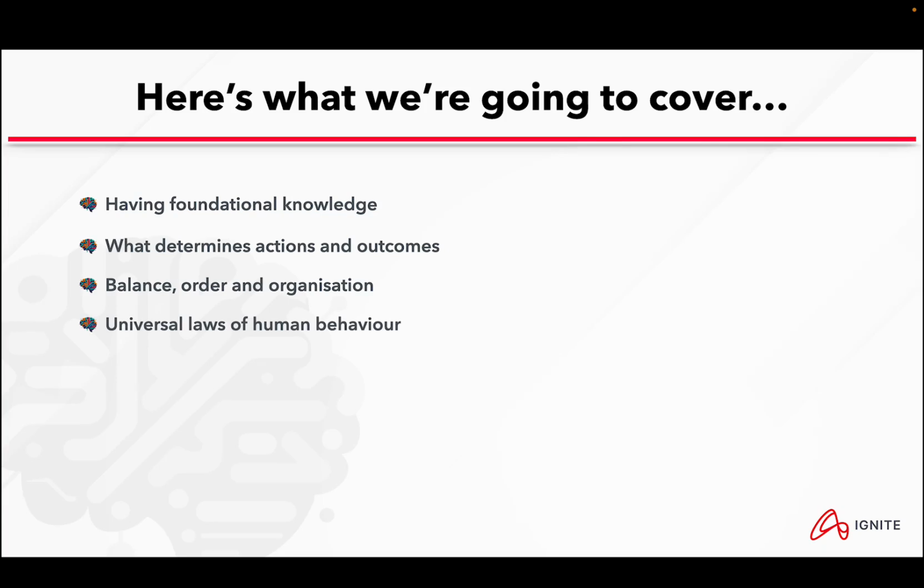And lastly, we're going to talk about the universal laws of human behavior. We're going to touch on a few of them. There are a few others that we're going to explore in a later module. There are universal laws of nature that govern us and govern the way things work. And we're going to explore how those pertain and relate to how we function as human beings.